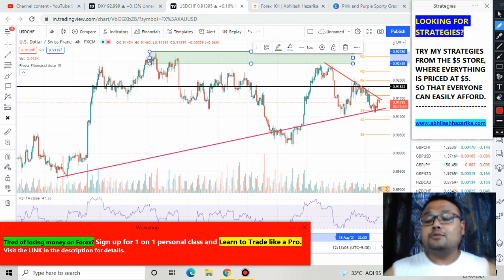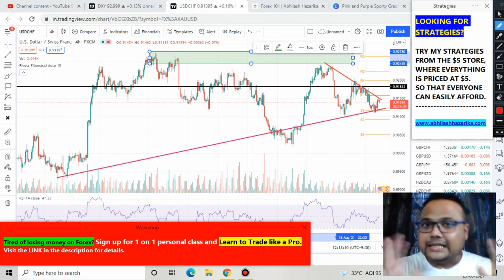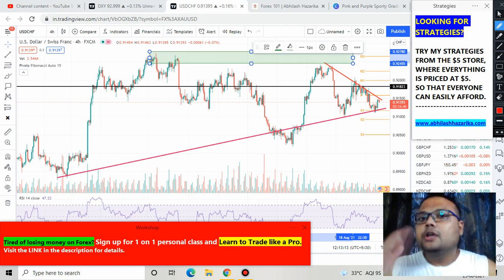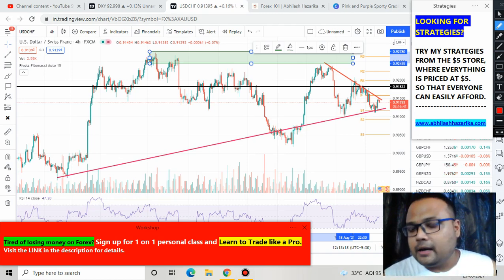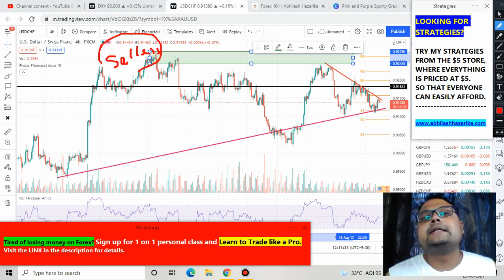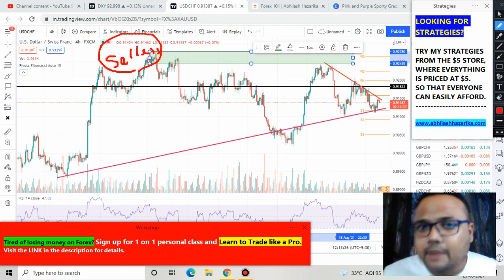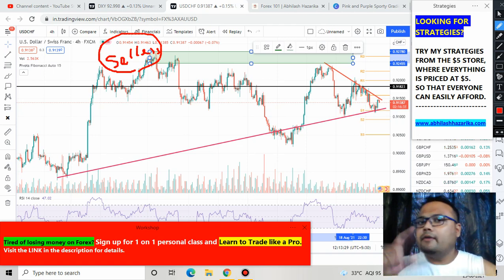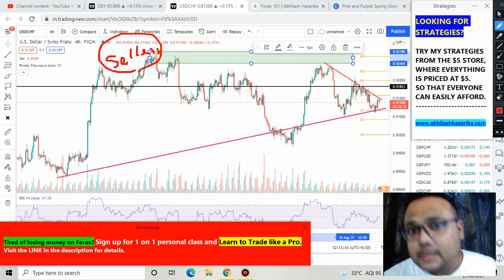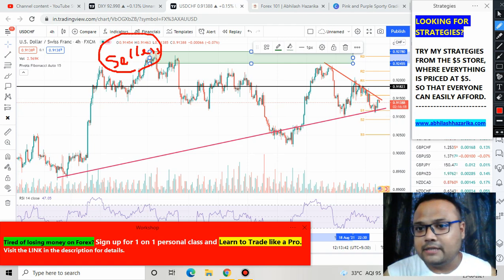Therefore, if you are a trader of USD CHF, I'll request you to draw these levels so that you can analyze and understand the market better. This is the resistance for the market, or in simple words, sellers are present at this level. They are not allowing the market to cross this particular level. Whenever the market reaches this level, they start selling. As a result, this level has turned out to be a very strong resistance for the market. So my dear friends, I'll request you to draw or mark this level.